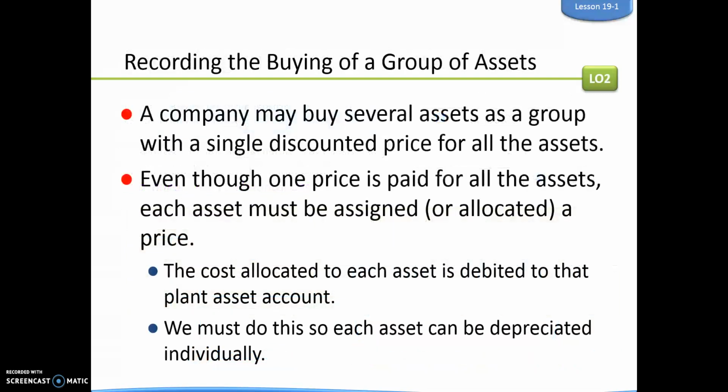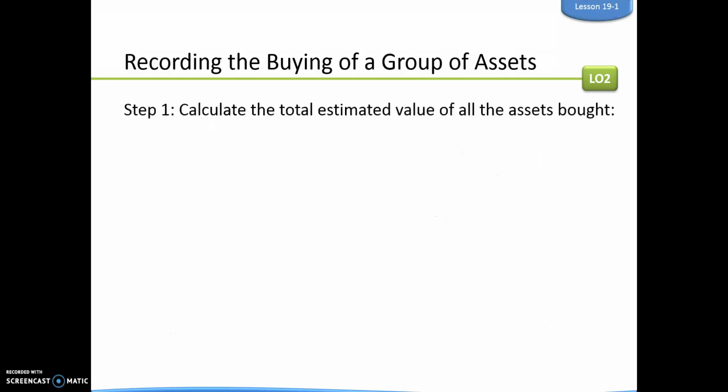Now, there might be times where a company can buy several assets as a group, and usually when you do that, it's called bundling, and you get a better or discounted price when you purchase more than one asset. And so even though you're only going to pay one price for a number of assets, each asset has to be assigned or allocated a specific price. The cost allocated to each asset is going to be debited to that plant asset account. And we have to make sure that we have this so that we can depreciate each item individually. So when we buy as a group, the first thing is we have to calculate the total estimated value of all of our assets bought together.